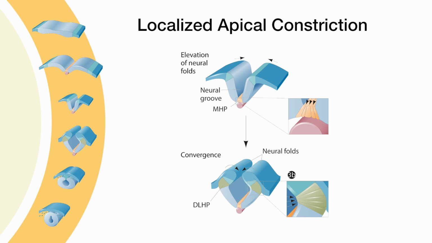Therefore, localized apical constriction builds trapezoidal cell shapes that force a buckling of the neural plate, so it in fact bends. As seen in these schematics, apical constriction occurs in both the medial hinge point and dorsolateral hinge point locations. What mechanisms are controlling apical constriction specifically in the locations of the medial and dorsolateral hinge points?